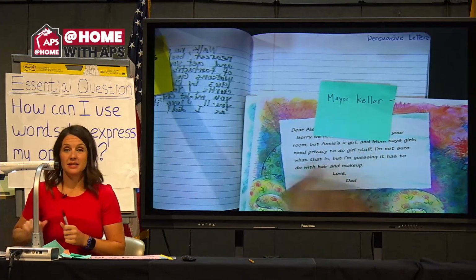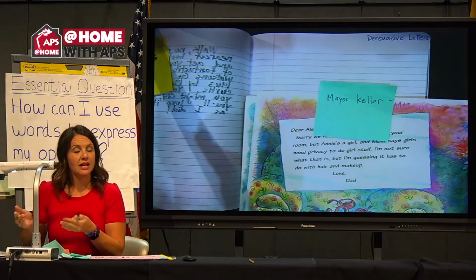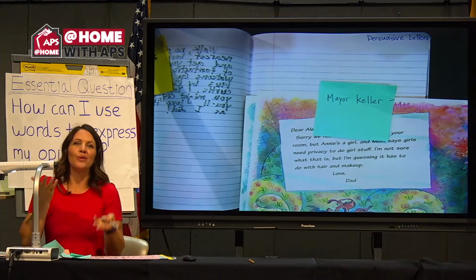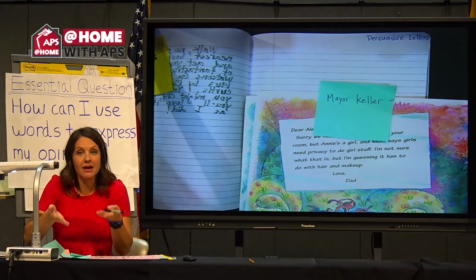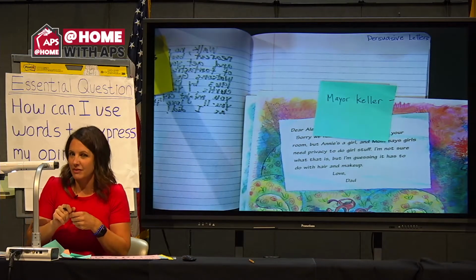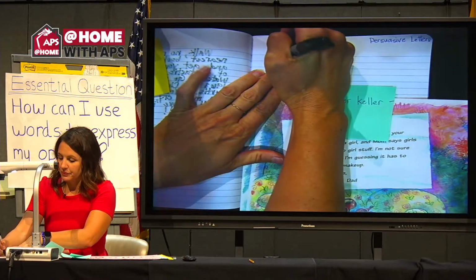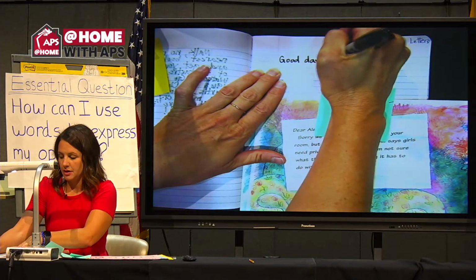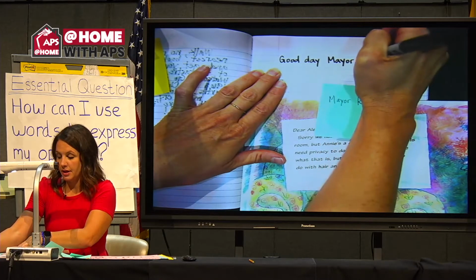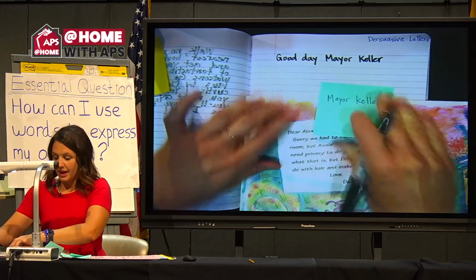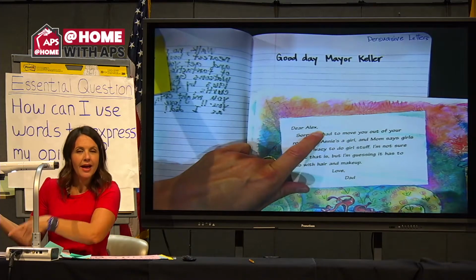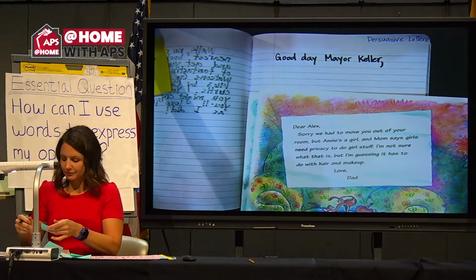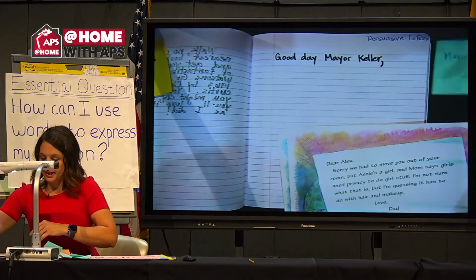Now, I said that I put this on blue because it's evidence. It cannot be argued. If I ask anyone in Albuquerque, who is the mayor, we won't have different answers. The mayor is Mayor Keller. So that counts as evidence. So I will say, good day, Mayor Keller. And I notice there's a comma after you write who you're writing to, comma.